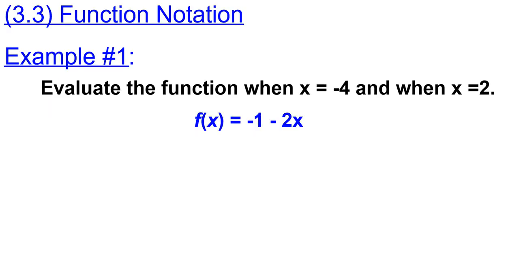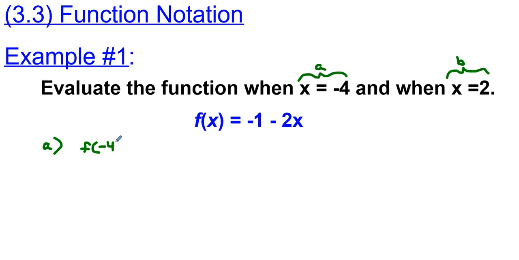All right, so here's our first official example. It says evaluate the function f when x is negative 4, and then when x is 2. So it's telling us to do two things. Here's part A, when x is negative 4, and here's part B, evaluate the function when x is 2. For part A, when x is negative 4, what that means is everywhere I see an x, I'm going to input a negative 4. So it's not going to be f of x anymore because x is now negative 4. It's going to be f of negative 4.